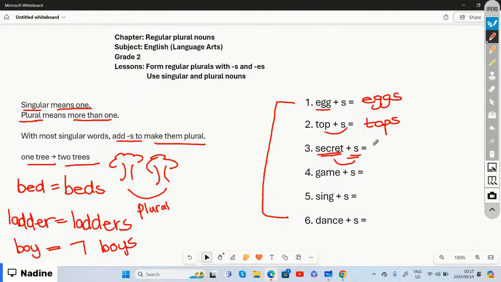And secret plus S, we can say it is secrets. Well done. Game. We had a games evening. There was more than one game. We say there's more than one game. What do we call that? How do we write that?